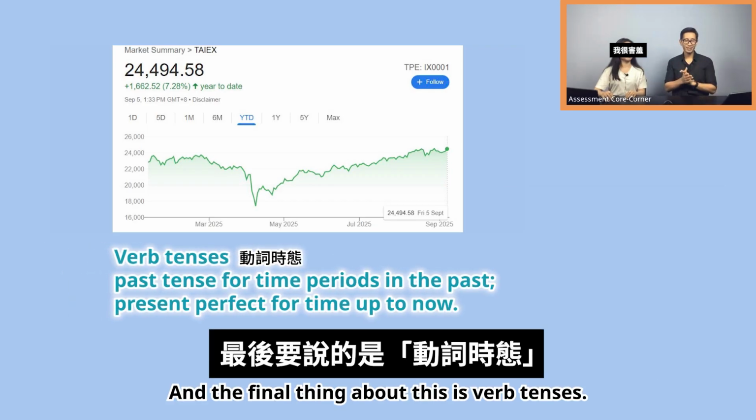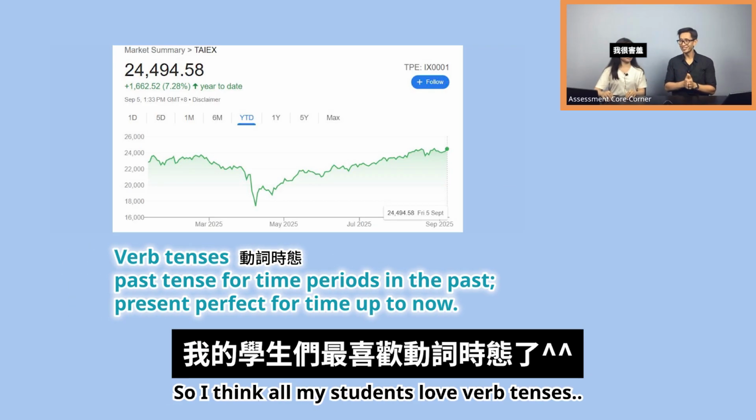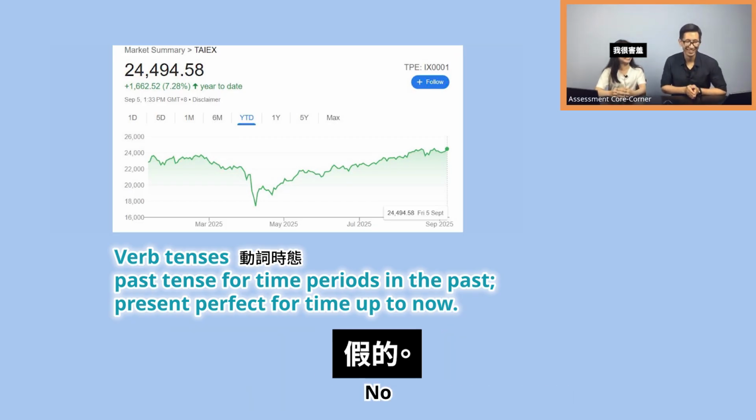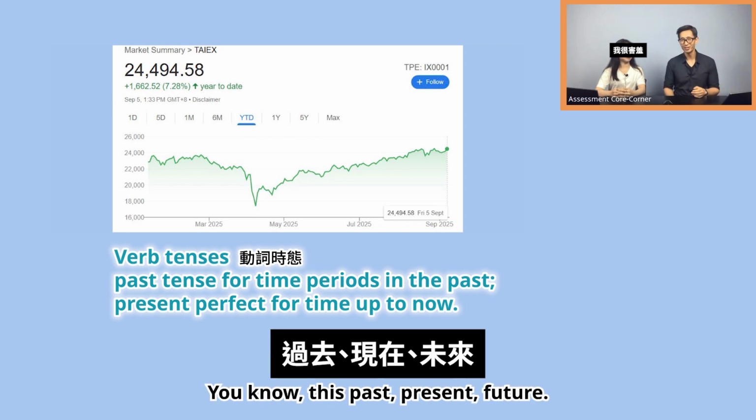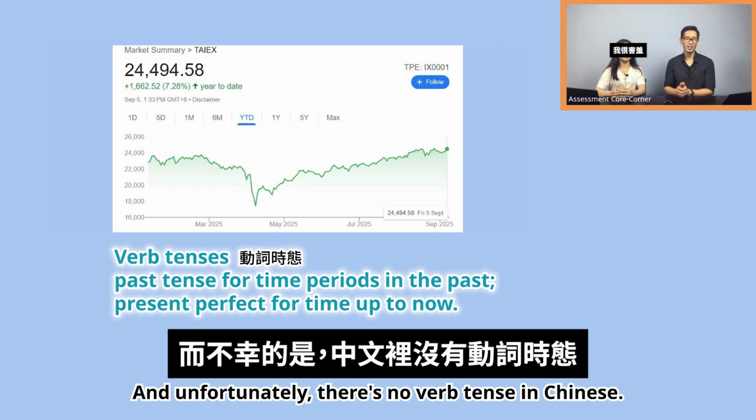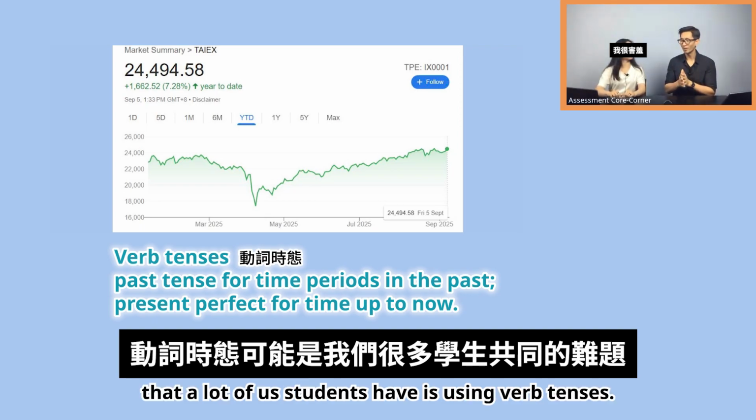And the final thing about this is verb tenses. So I think all my students love verb tenses. Really? No. Unfortunately, verb tense is a very important part of English. There's past, present, future. And unfortunately, there's no verb tense in Chinese. So this is probably one struggle that a lot of my students have, is using verb tenses.